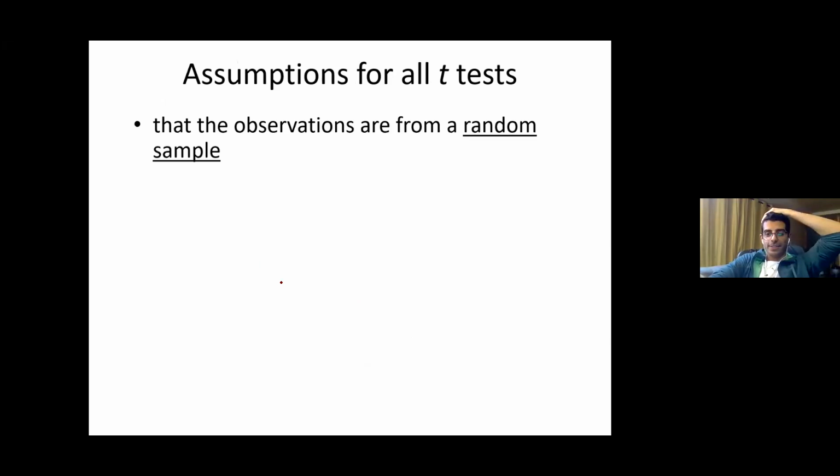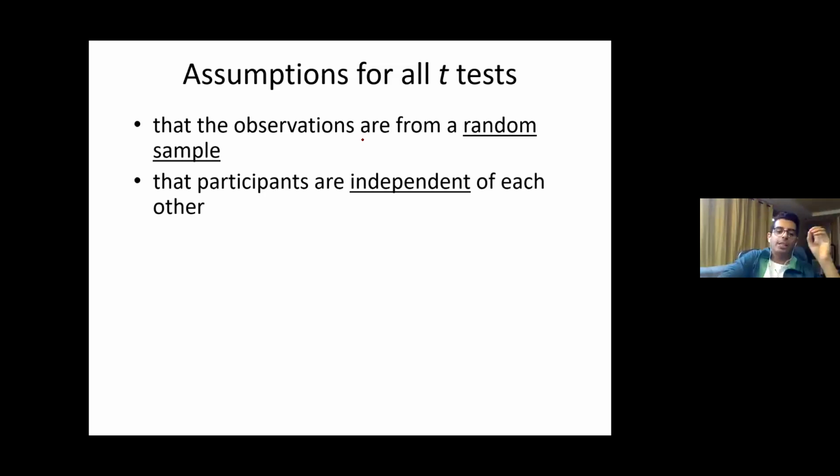Assumptions for all t-tests, okay? So the assumption here is that it always has to be random, unless your specific design requires you to not be random for a specific point. What do I mean by that? Maybe one group has to be, for example, all smokers, and the other group has to be all non-smokers. In that case, it can still be a t-test, right? And that's called quasi-experimental.